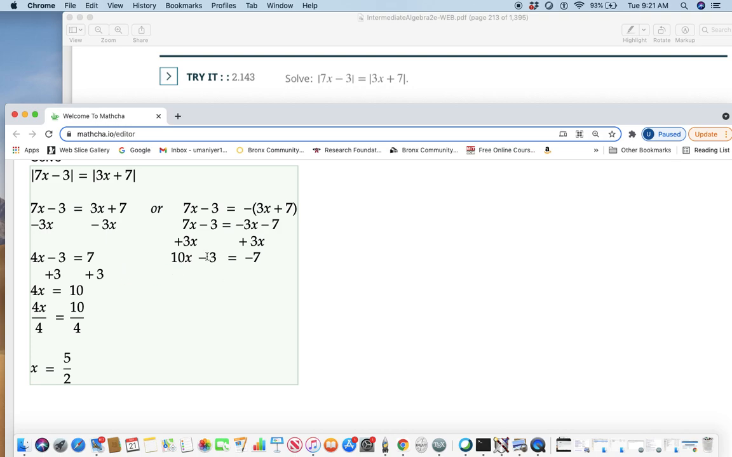Now, get rid of the negative 3 by adding 3 to both sides. This gets you 10x equals, what is negative 7 plus 3? It is negative 4. Lastly, divide both sides by 10.